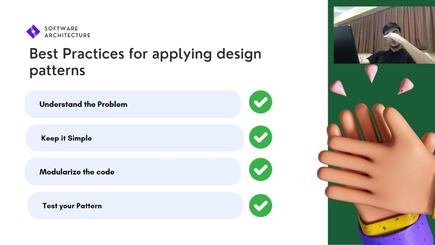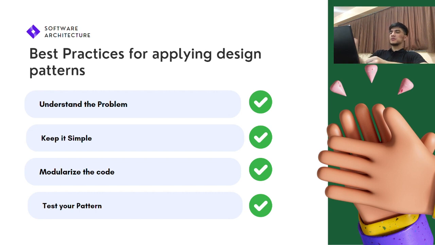Another best practice is to keep it simple. What I mean by keeping it simple is do not complicate things, do not make a complex system. Use the design pattern to simplify your code and make it easy to understand.